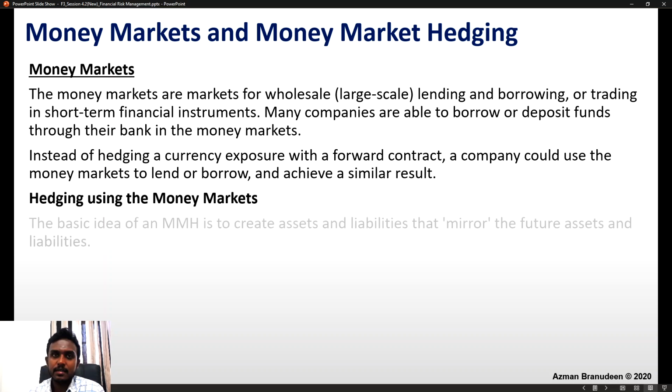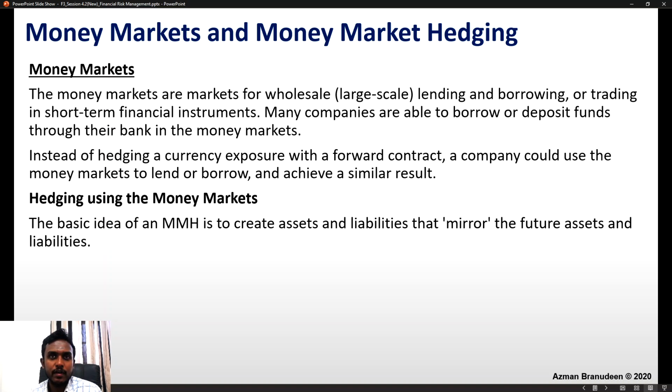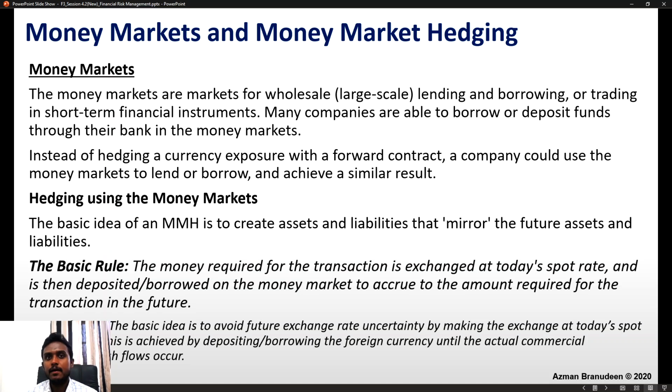Hedging using the money markets, the basic idea of a money market hedge is to create assets and liabilities that mirror a future asset or a liability. So if you have a future liability, you create an asset today. If you have a future asset, you create a liability today. The basic rule is this: the money required for the transaction is exchanged at today's rate and is then deposited or borrowed, asset or liability, on the money market to accrue to the amount required for the transaction in the future. Simple.